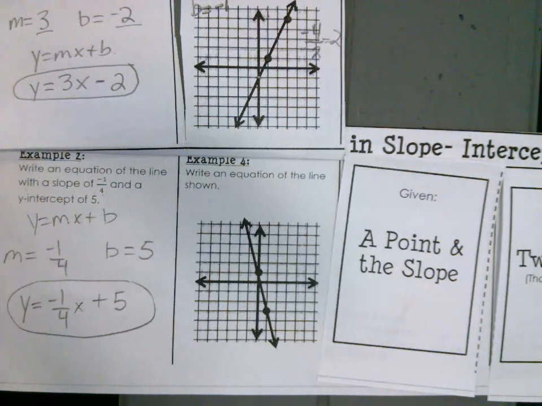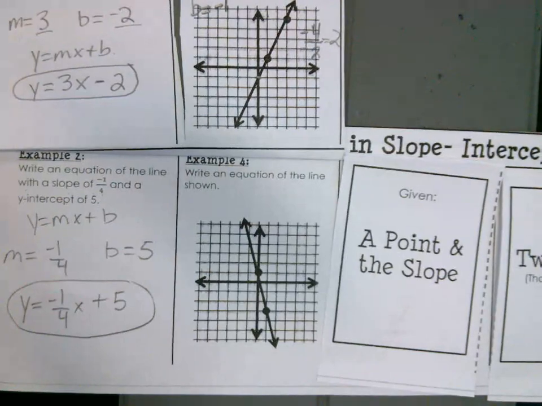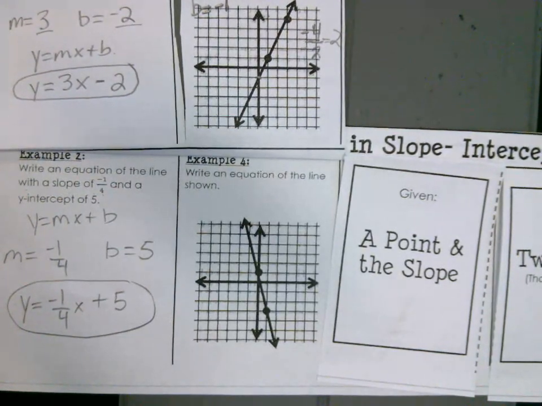Jonathan, you good? Okay. James, what about you? I'm good. Okay. We're doing number 4 now. Is the slope of this line going to be a positive or a negative? It's going to be a negative.